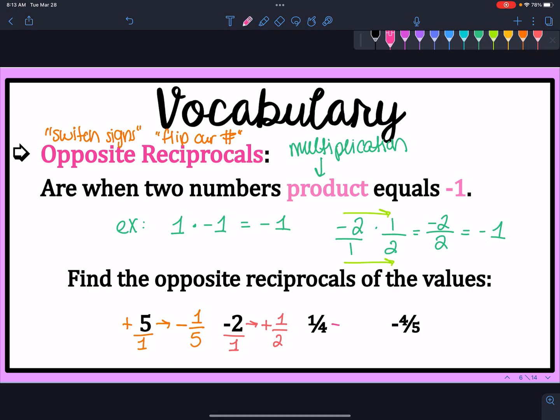1/4 is positive, so I'm going to have a negative number. The flipped of 1/4 is 4/1. And then lastly, for my last one, it is negative, so I'm going to have a positive. And if I flip 4 and 5, I get 5/4. And these all are going to magically multiply to -1. And those are my opposite reciprocals.